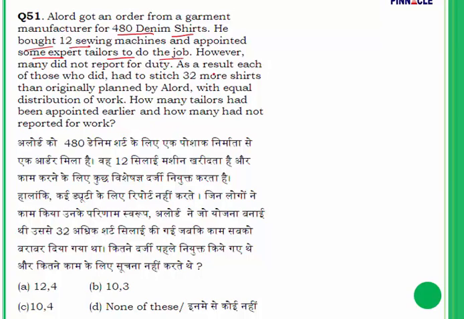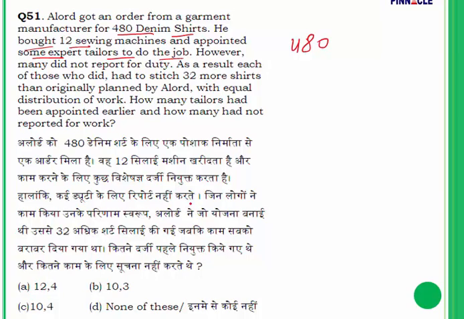So if you find such kind of question, if you work with X, Y, Z, it can take time. So better to do it through options. Now in the question, there are 480 shirts, and 12 machines were bought and some expert tailors appointed to do the job. However, many did not report for duty. As a result, each of those who did had to stitch 32 more shirts.